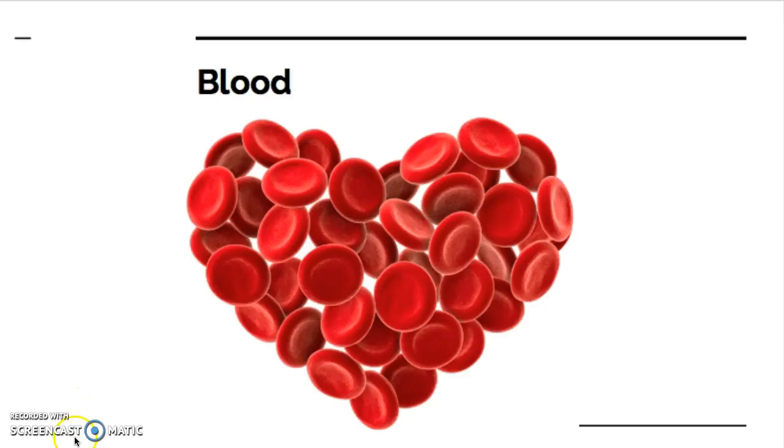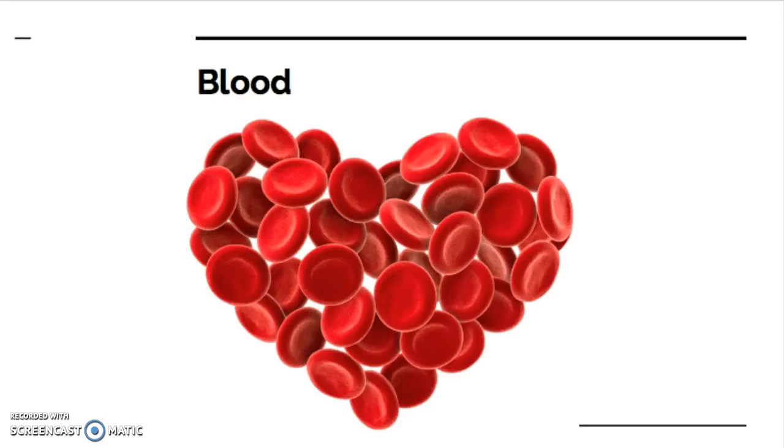Blood is made up of 4 components: red blood cells, white blood cells, platelets and plasma. Blood is a thick, gloopy substance because it carries a high concentration of solids. It's made up of 55% plasma and 45% solids, which is a very high concentration.